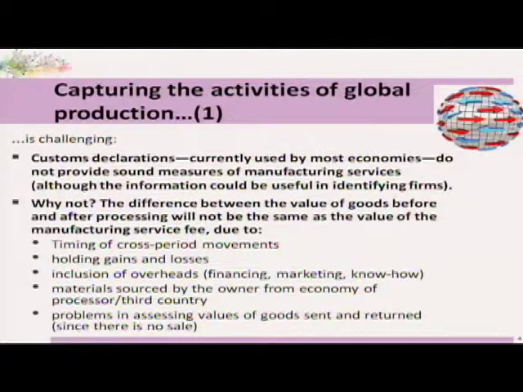And the last one, I'll just go for problems in assessing the value of goods sent and returned. Since there is no sale, there is no transaction, there is no market, basically we're using whatever market value is provided by the processor. And as we all know, this could change depending on who's doing the valuation.